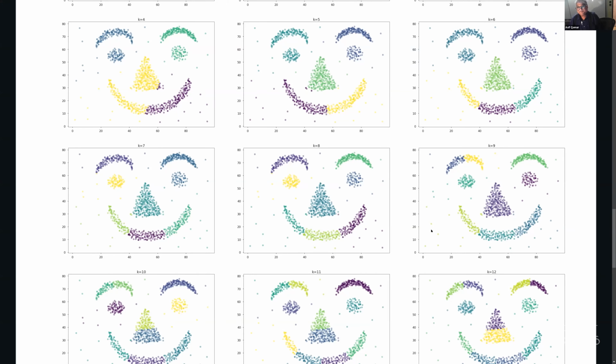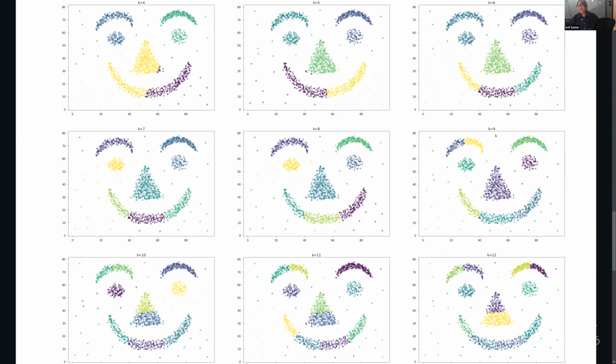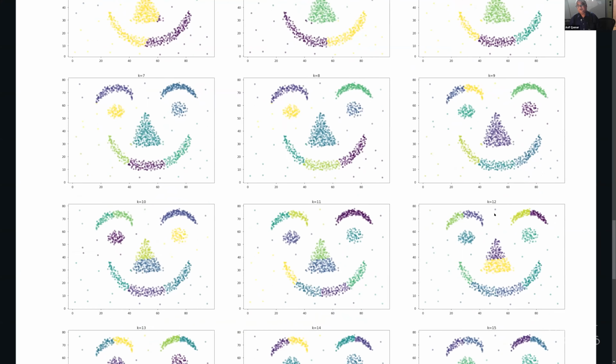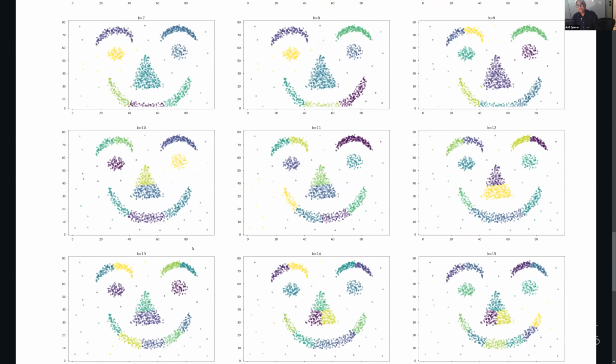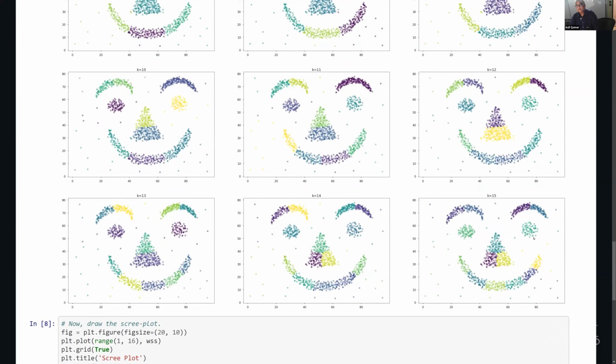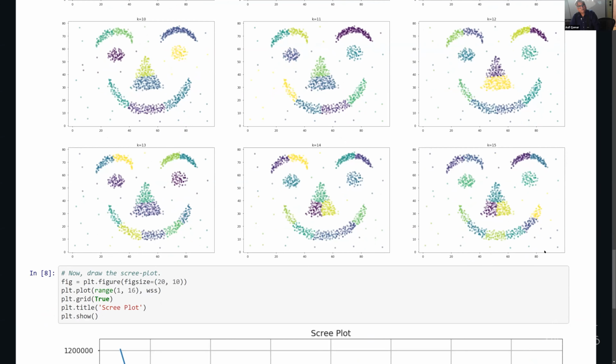Not quite good. Well, what about this? You would agree that from k is equal to 9 onwards, it gets progressively worse. Is splitting clusters, isn't it? Right? Until you reach k is equal to 15, and it is forced to find 15 clusters, and what it has done is found this. Right? So let us make the scree plot and see what it looks like.